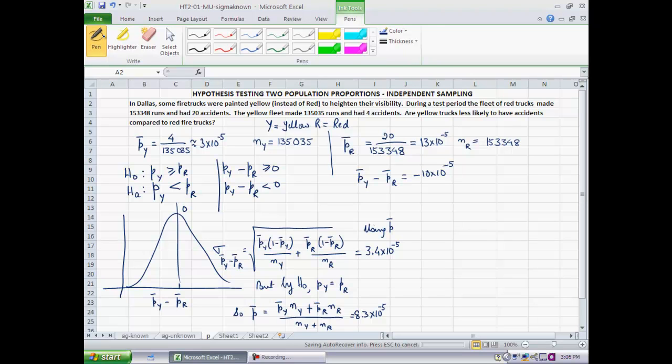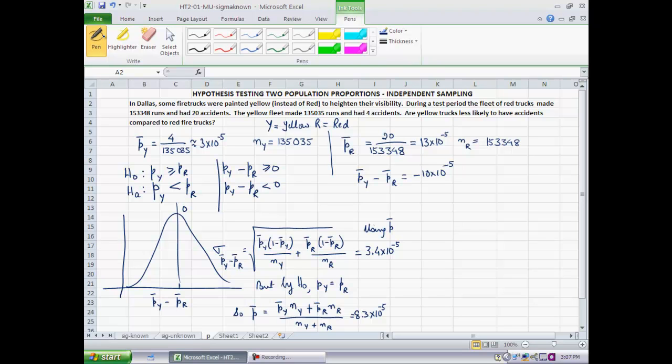The equivalent number for red trucks, the sample proportion, is 13 times 10 to the minus 5, and you can see the two sample sizes. N of Y is 135,035. N of R is 153,348. Okay, so the sample statistic that we are going to use for choosing between the null and the alternate hypothesis is P bar Y minus P bar R, which ends up being minus 10 times 10 to the minus 5. So it looks like there is a difference, but of course we want to know, is this difference large enough different from 0? Now that's where the sampling distribution of the sample statistic comes in.